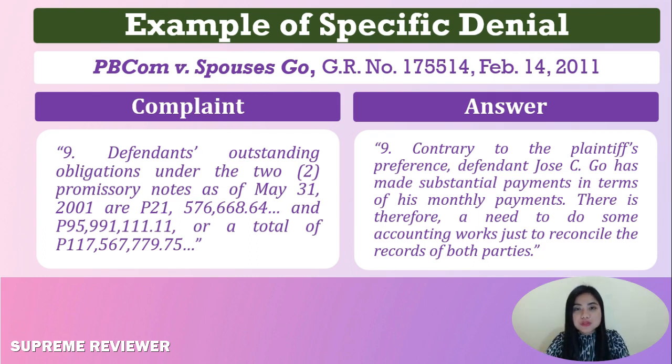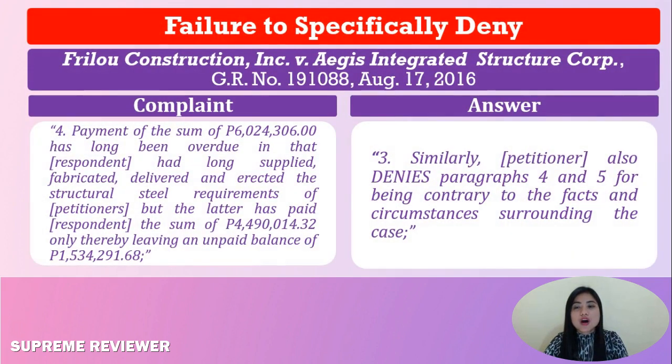Question: did the Spouses Go make appropriate or proper specific denials? The Supreme Court answered in the affirmative. It held that clearly then, when taken within the context of the entirety of the pleading, it becomes apparent that there was no implied admission and that there were indeed genuine issues to be addressed. Okay, how about failure to specifically deny?